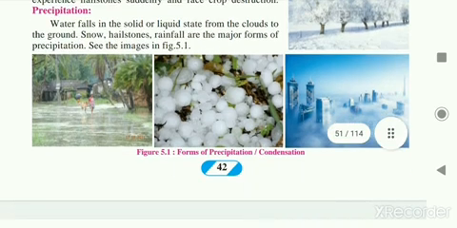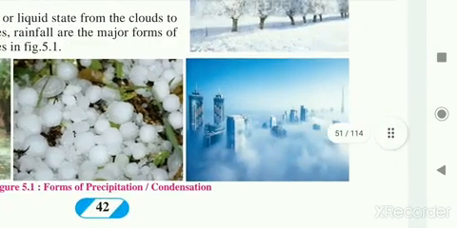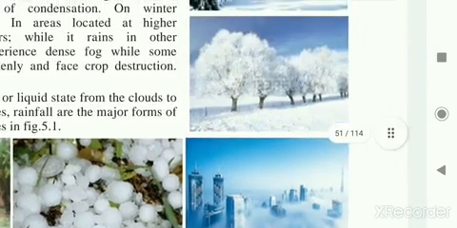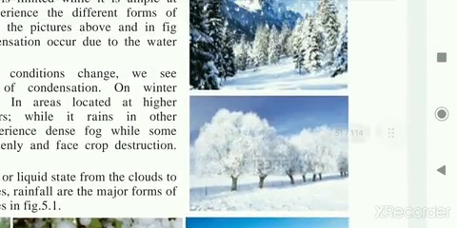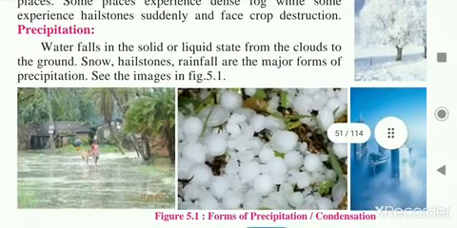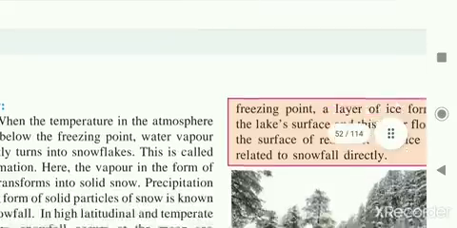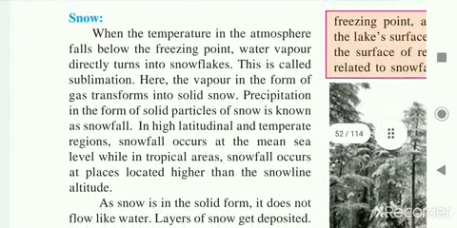You can see in the picture. In the first picture rainfall is given, in the second hailstorm is given, third fog is given, and fourth snowfall is given. Means all these are the forms of precipitation. The major forms of precipitation are rainfall, snowfall, and hailstones. So first we will see what snowfall is.